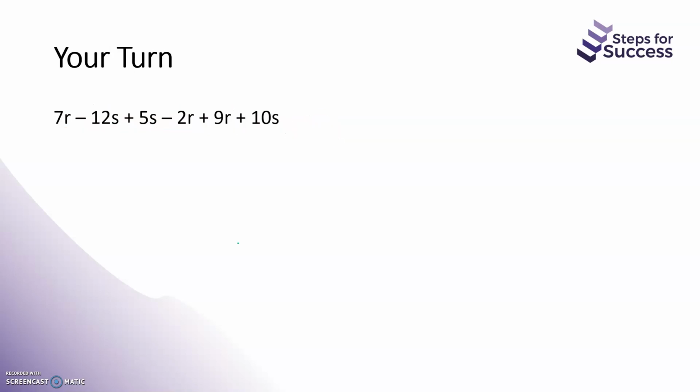Here we are. Okay, hopefully you had enough time on that. You paused it yourself. So we've got our squares and rectangles around the R's. There we are. And then some circles or ovals around the S's. Okay. And then we just do our calculation. So we've got 7R minus 2R is 5R plus 9 is 14R.